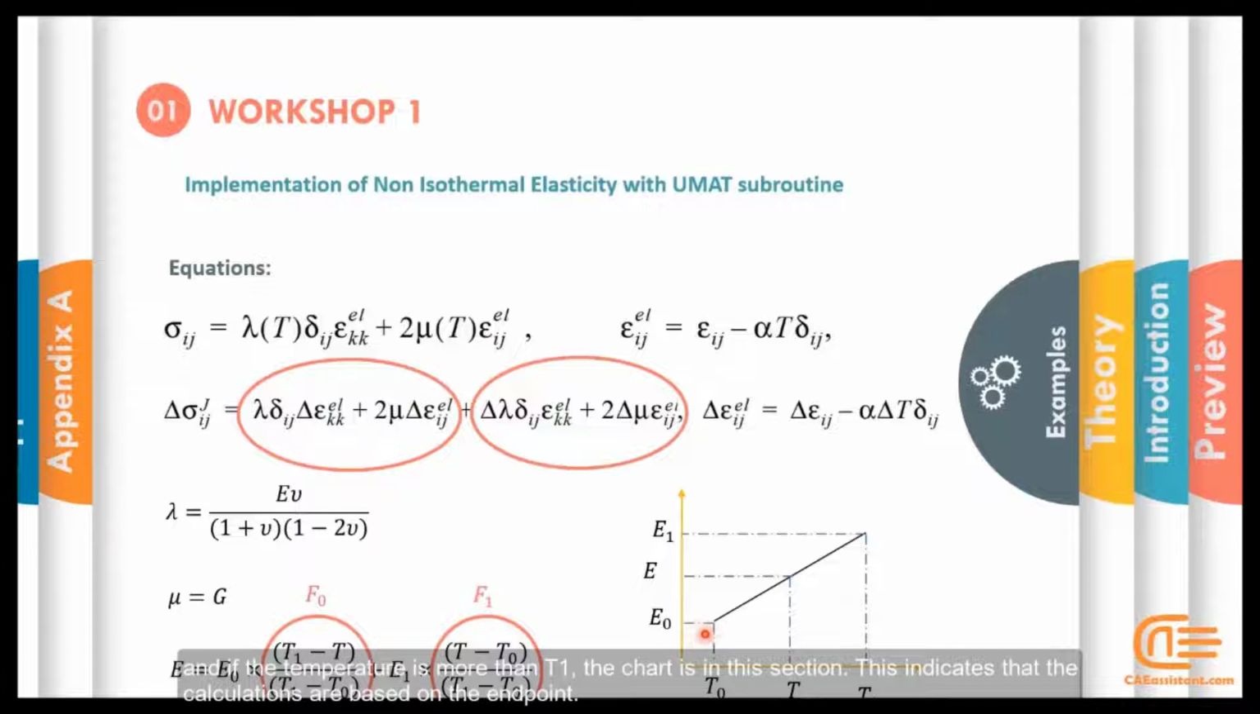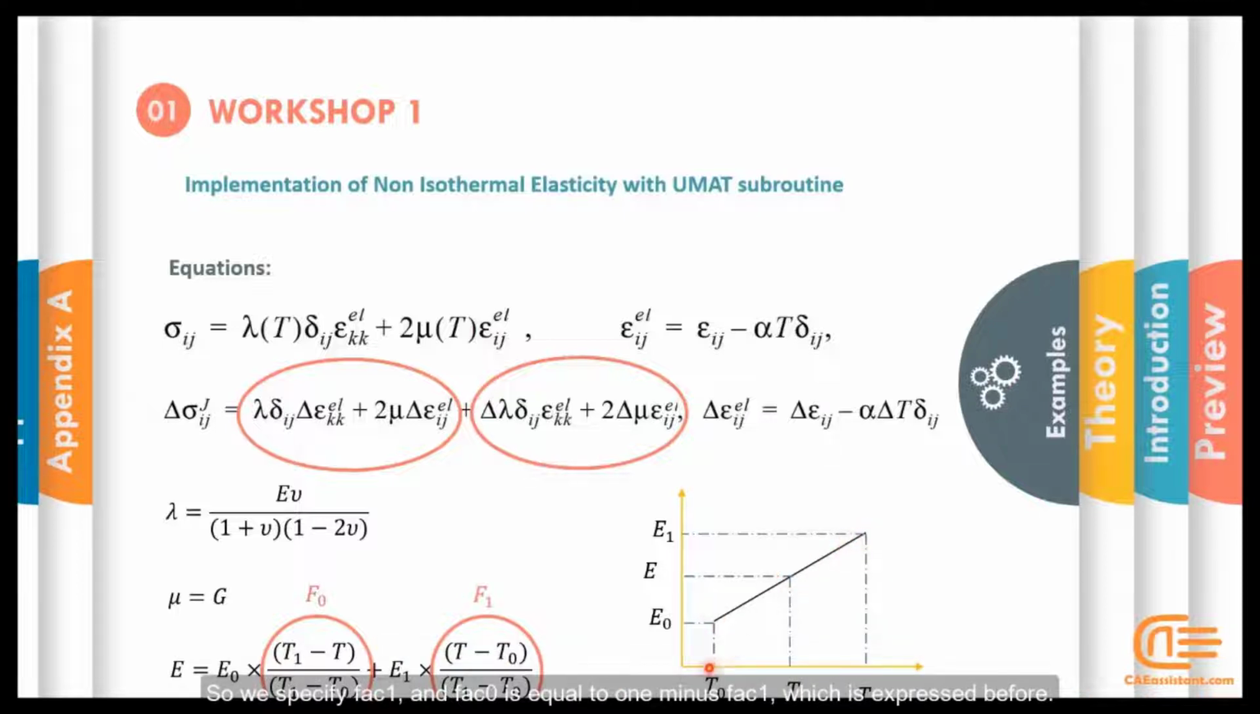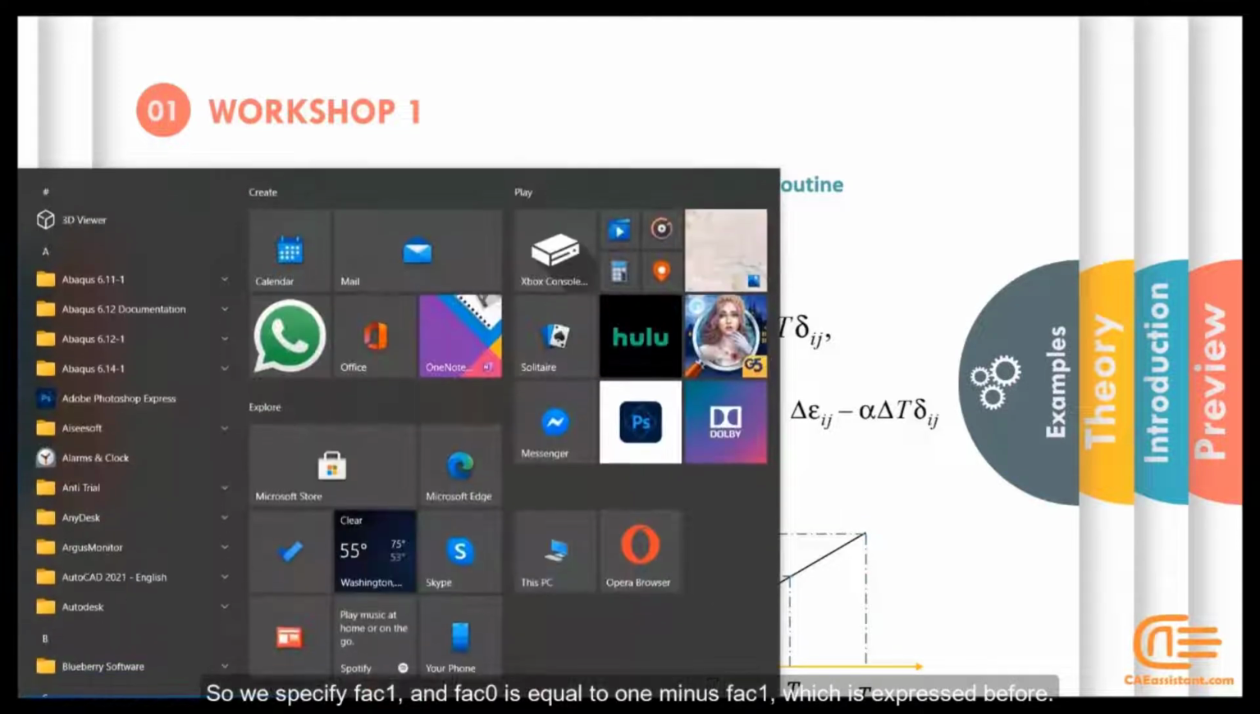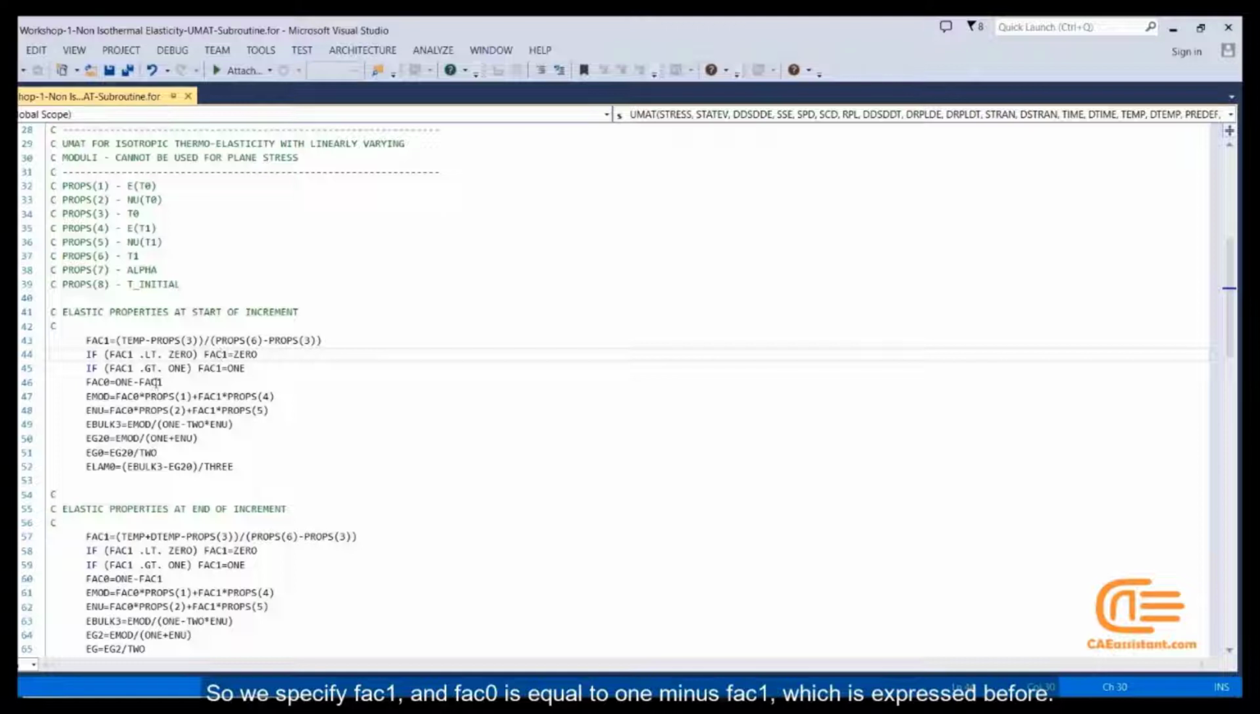And if the temperature is more than T1, the chart is in this section. This indicates that the calculations are based on the endpoint. So we specify FAC1, and FAC0 is equal to 1 minus FAC1, which is expressed before. Now the Poisson's ratio and the Young's modulus coefficients can now be calculated. The coefficient F0 is multiplied by props 1 plus FAC1 in props 4 is our equation.